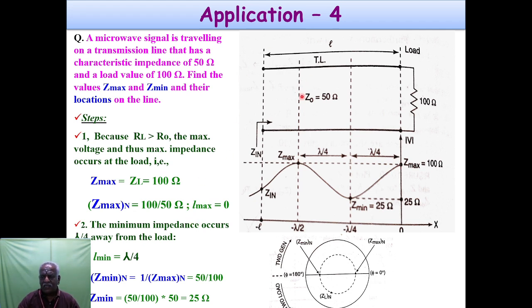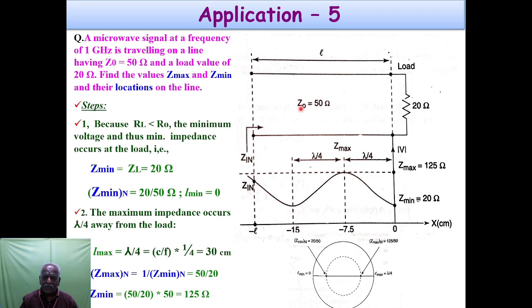So this is one application. The value of Z maximum, the value of Z minimum and the corresponding locations along the transmission line are determined in this application. The next application uses the same pattern. Here the load impedance is less than the characteristic impedance, that is the difference. If the load impedance is less than the characteristic impedance of the transmission line, then Z minimum will appear here at the load itself.